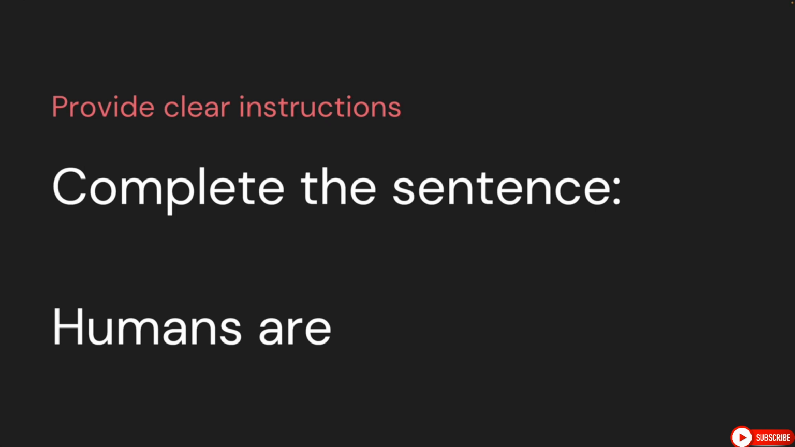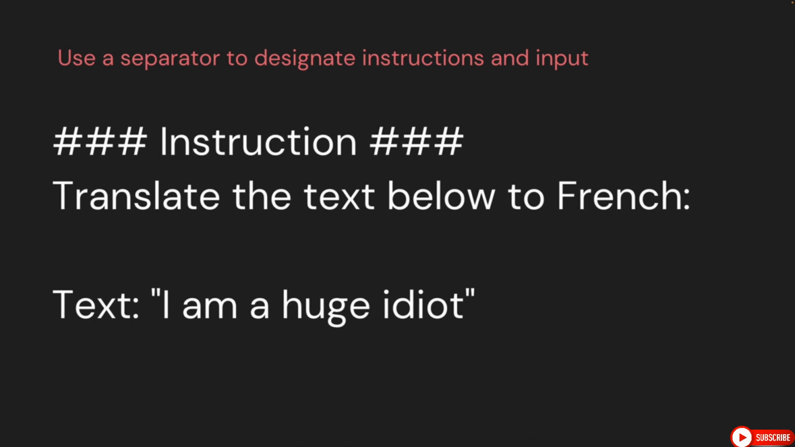Something that I found to be less important, however, the docs do recommend, is using a separator to designate your instructions and then any input or context or data. So they recommend in the OpenAI documentation using three pound symbols, octothorpes, whatever you call these, or using triple quotes, something to separate out the instruction versus the rest of the text. Like I said, I haven't found this necessarily to be that important in my experience.